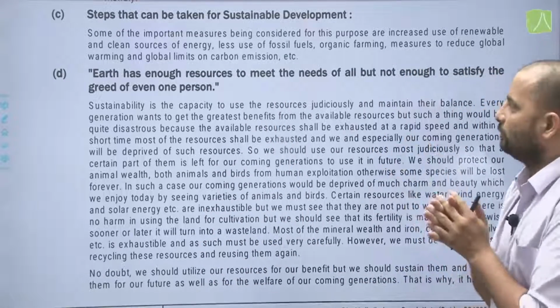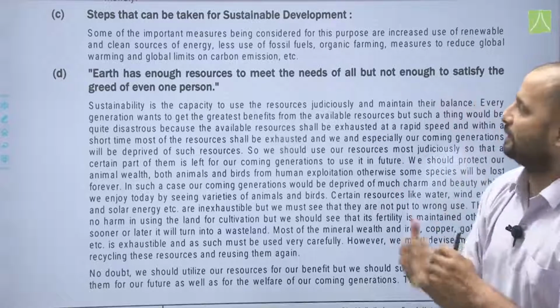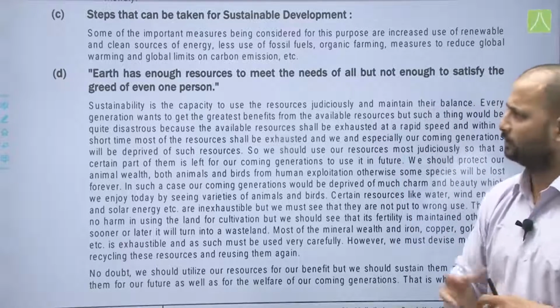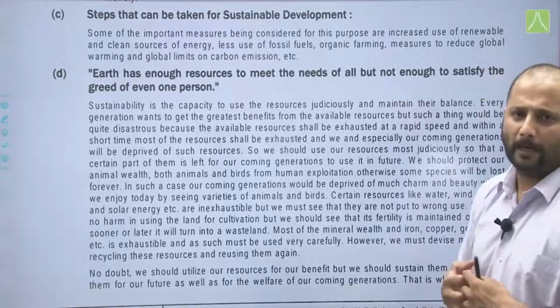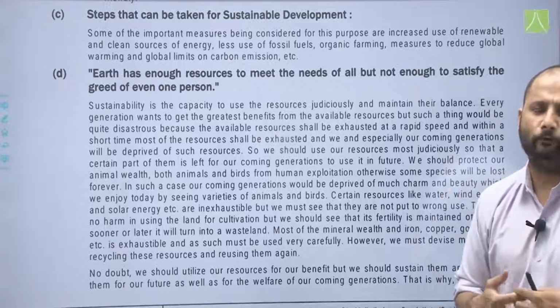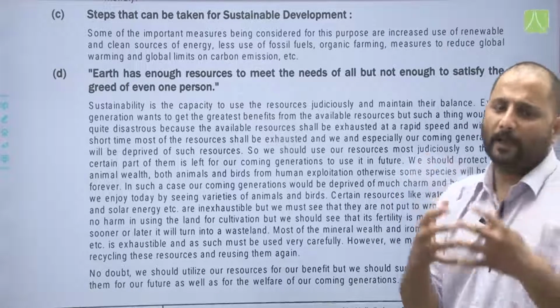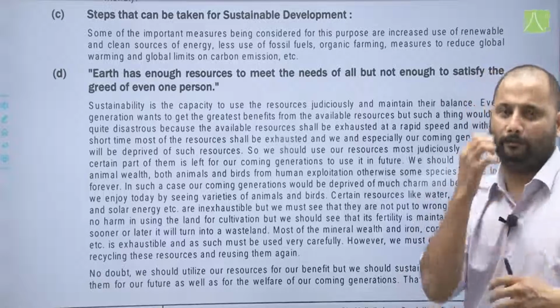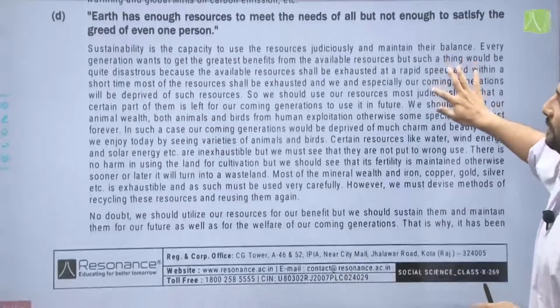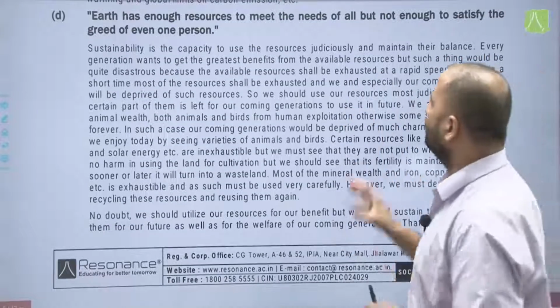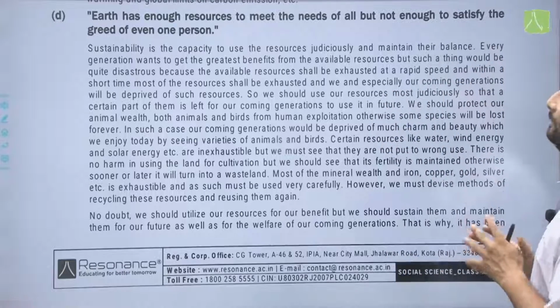Earth has enough resources to meet the needs of all, but not enough to satisfy the greed of even one person. Now, this was a quote by Mahatma Gandhi, that there is enough to satisfy everybody's need, but not somebody's greed. So, sustainability is the capacity to use the resources judiciously and maintain their balance.